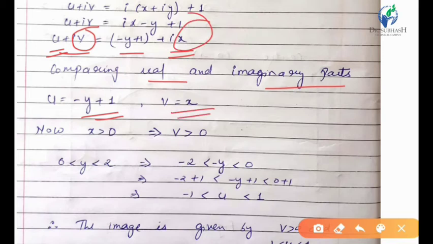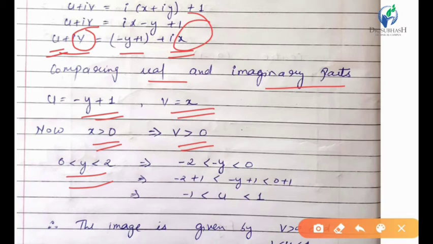Now the first part given to us is x greater than 0. As obtained here, we get v equal to x, so obviously v will be greater than 0. Now we will take the second part. The second part is 0 less than y less than 2.